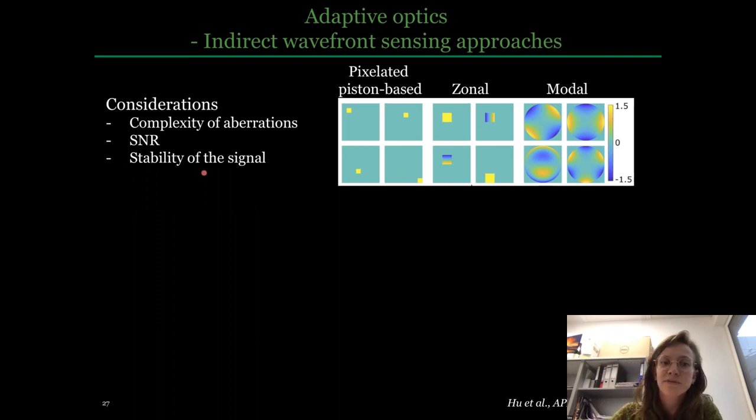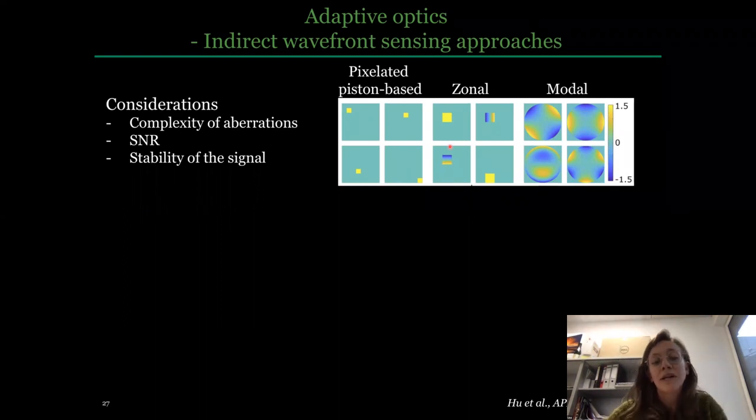A nice comparison between the different techniques is summarized in this paper by Hu from the Bruce Group, which I can highly recommend. In the pixelated piston-based approach, which comes closer to actual wavefront shaping, the pupil is divided into many small subzones, and in each zone the phase is modulated so that the multiple scattered waves interfere constructively at the focus. While in zonal wavefront shaping, which can still be considered more towards adaptive optics, where we still have a continuous wavefront which we want to correct for, the pupil is divided into intermediate-sized zones.